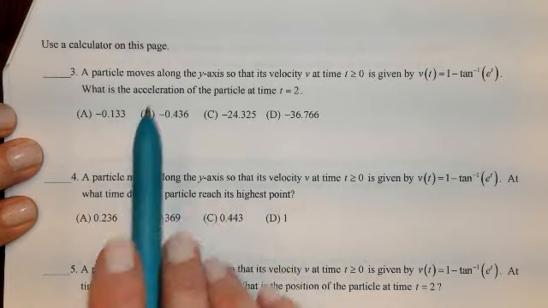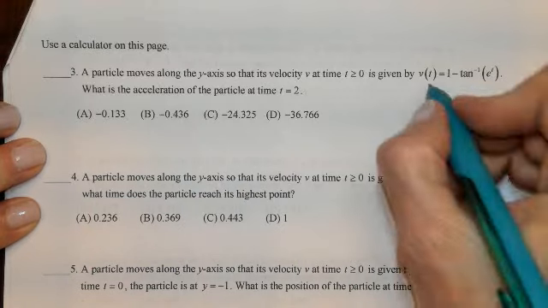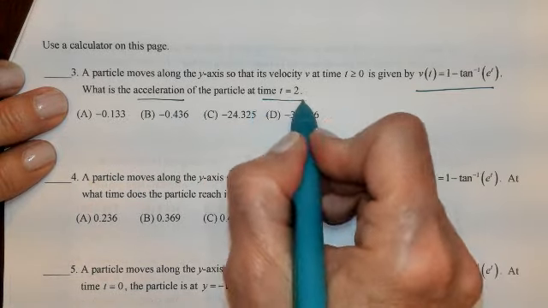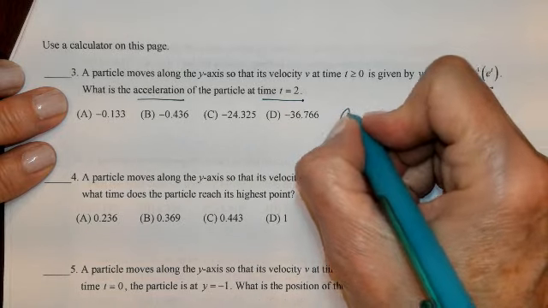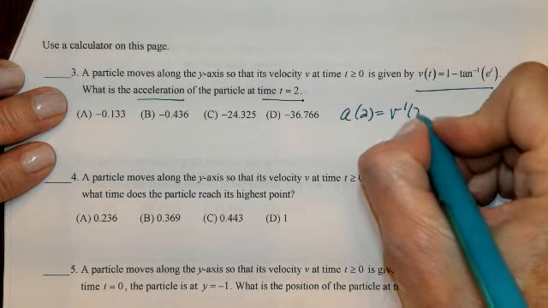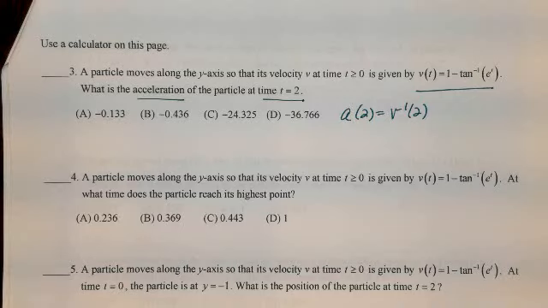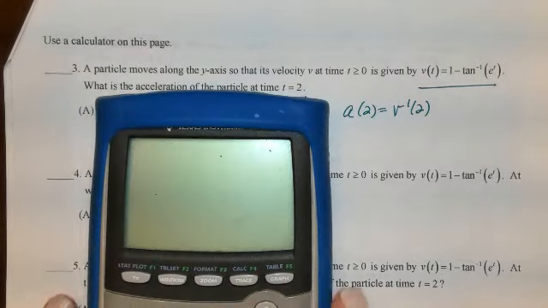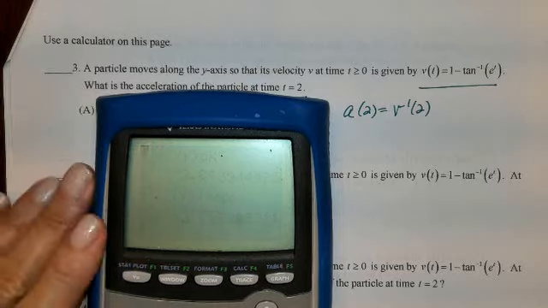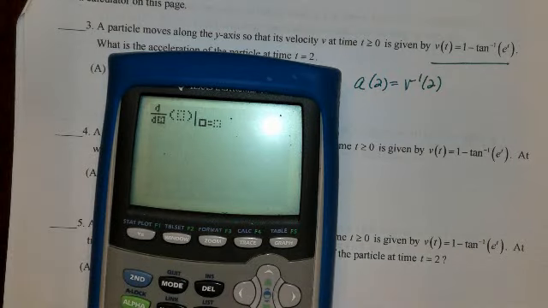It says a particle moves along the y-axis. This is its velocity, and they want the acceleration at time 2. So acceleration at time 2 is the derivative of the velocity at time 2. So calculator. Let's get back here. Clear that out. Okay, I need the derivative of that velocity.